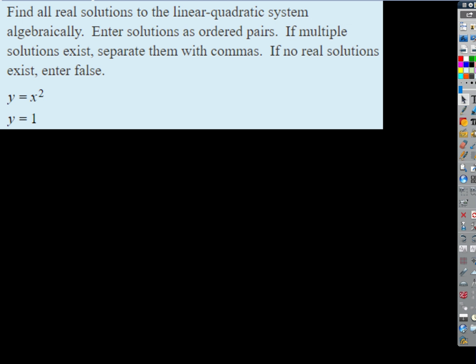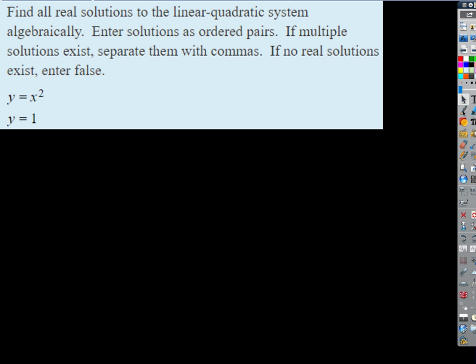Okay, linear quadratic system. Think what that means. A linear quadratic system is just a system of more than one equation. One's linear, one's quadratic. Big deal, right? So to solve these things algebraically, you can use all the same techniques you use for linear systems. Typically we're probably just going to substitute the most.